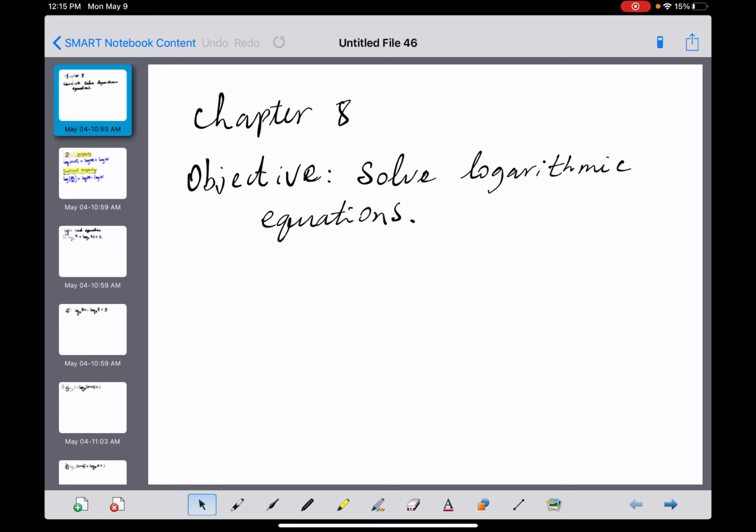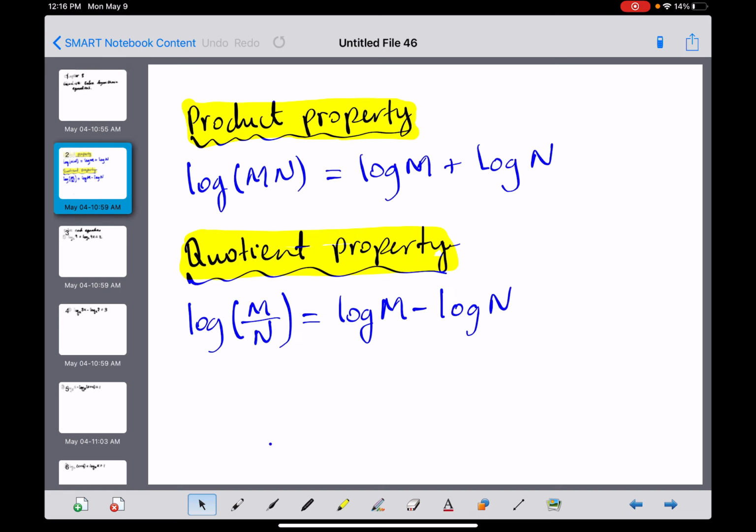Okay, in this lesson right here, we're going to solve log equations. Before we solve log equations, let's remind ourselves of two properties that we're going to be using in this lesson. You've learned these properties from chapter 5, so this is just to remind and to refresh your memory, okay?